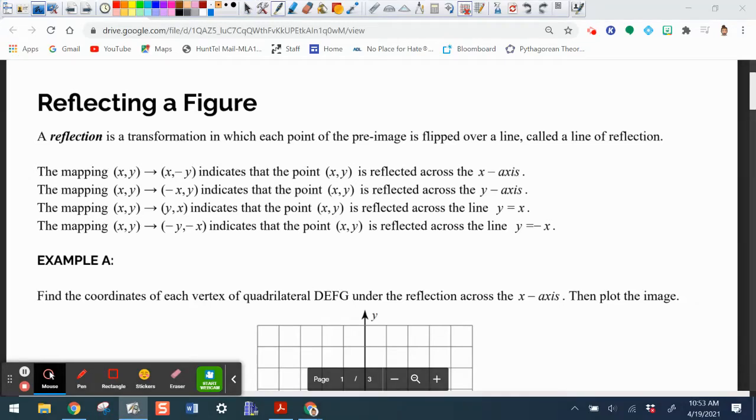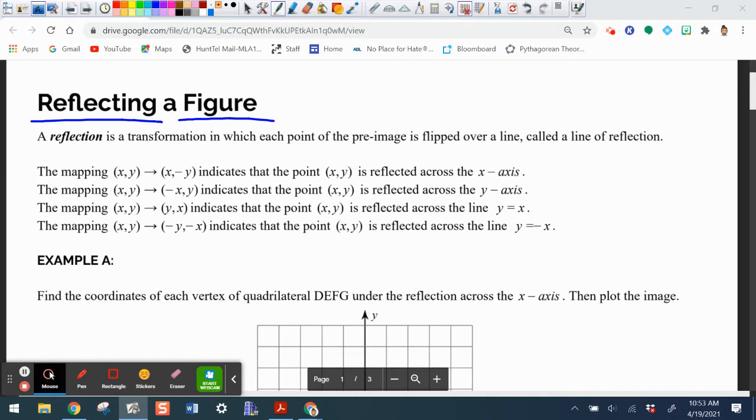Well, hello and welcome to skill lesson 13, reflecting a figure. So the last skill lesson, we looked at translating a figure. And the next transformation we're going to look at is reflecting a figure.